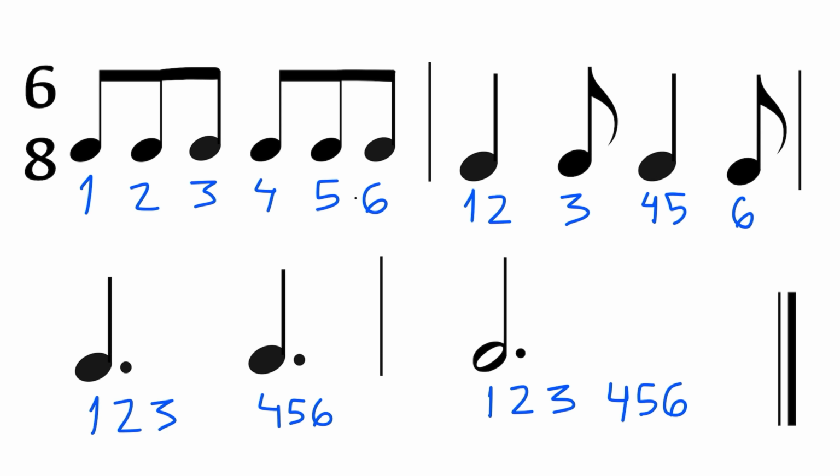Then you have dotted quarter notes that are used instead of 3 quarter notes to make up 6 beats. We have 2 dotted quarter notes. This is much more common for the 6/8 rhythm. So essentially, it almost feels like 2 large beats, but we're still going to count it as 1, 2, 3, 4, 5, 6. Okay, let's give this a try.